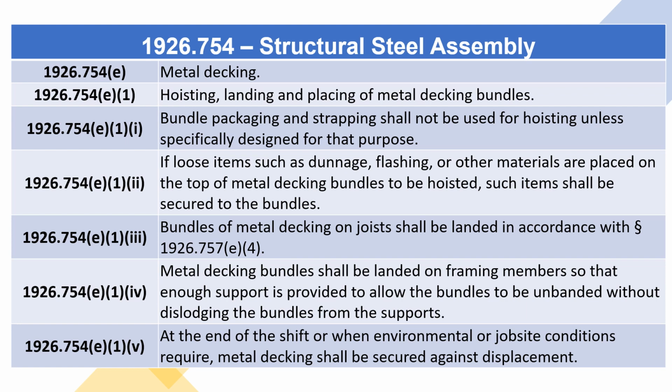1926.754 E. Metal decking. 1926.754 E1. Hoisting, landing and placing of metal decking bundles. 1926.754 E1 I through V. Bundle packaging and strapping shall not be used for hoisting unless specifically designed for that purpose. If loose items such as dunnage, flashing, or other materials are placed on the top of metal decking bundles to be hoisted, such items shall be secured to the bundles. Bundles of metal decking on joists shall be landed in accordance with Section 1926.757. E4. Metal decking bundles shall be landed on framing members so that enough support is provided to allow the bundles to be unbanded without dislodging the bundles from the supports. At the end of the shift or when environmental or job site conditions require, metal decking shall be secured against displacement.